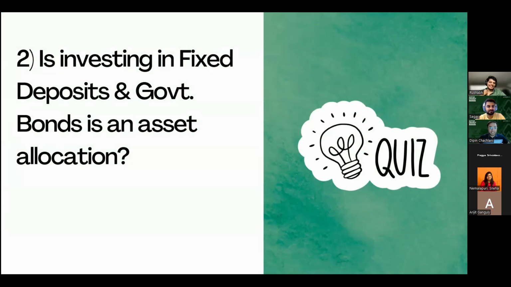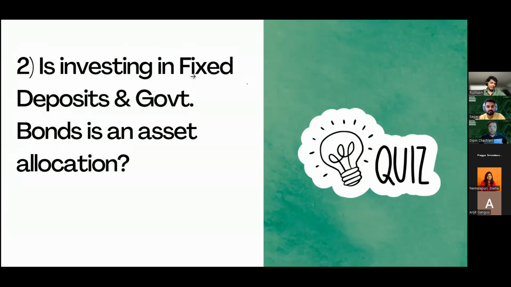Investing in fixed deposits and government bonds, is that an asset allocation or what? Guys, are you asking if it is the same asset or what? So is it an asset allocation or diversification? That's what I'm asking.